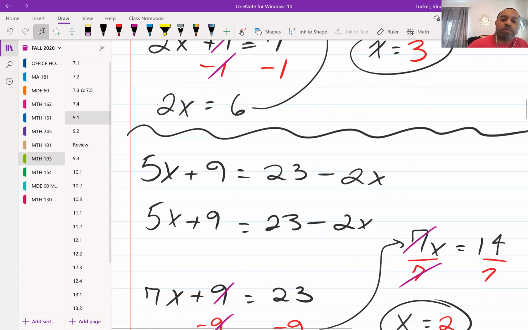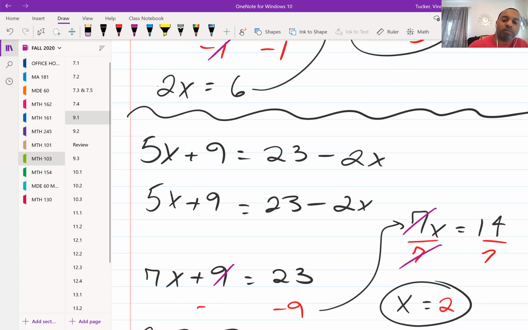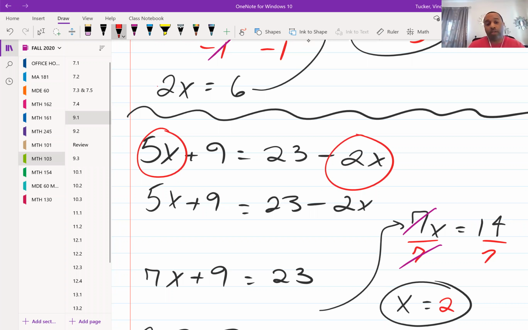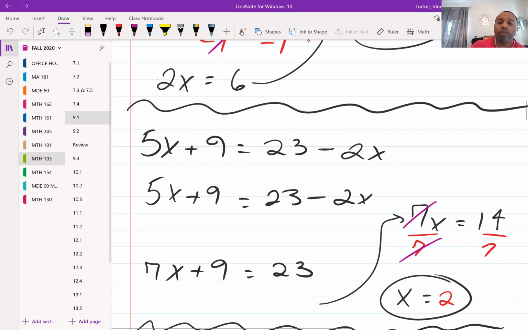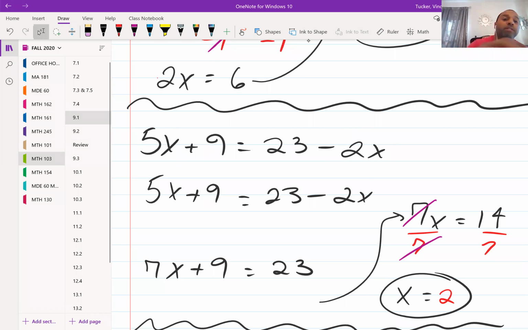All right, next one. 5x plus 9 equal to 23 minus 2x. Notice the difference in this one is that we have an x term in two different places, on different sides of our equation. Whenever you have this type of scenario, your goal should be to get all of your terms with x on one side, and all of your terms without x on the other side.